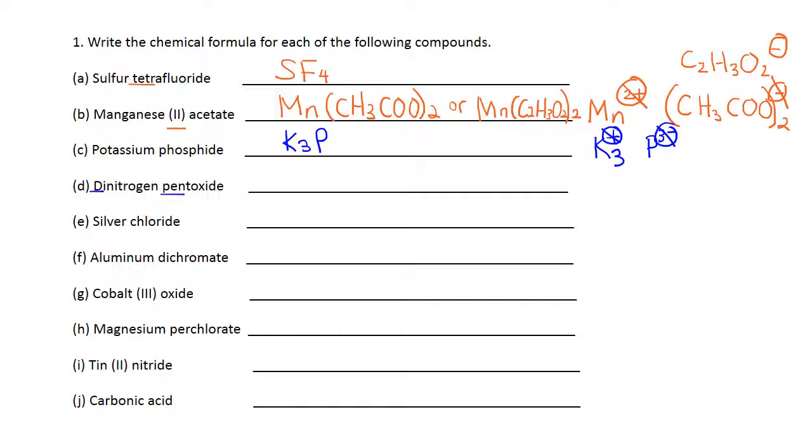Dinitrogen pentoxide. All right, so this is covalent. Di means 2, so it looks like 2 nitrogen. Penta means 5, and notice there is an a usually, but when you have 2 vowels, they drop the a. So that's going to be oxide, so that's oxygen. Penta means 5, so that's going to be the formula.